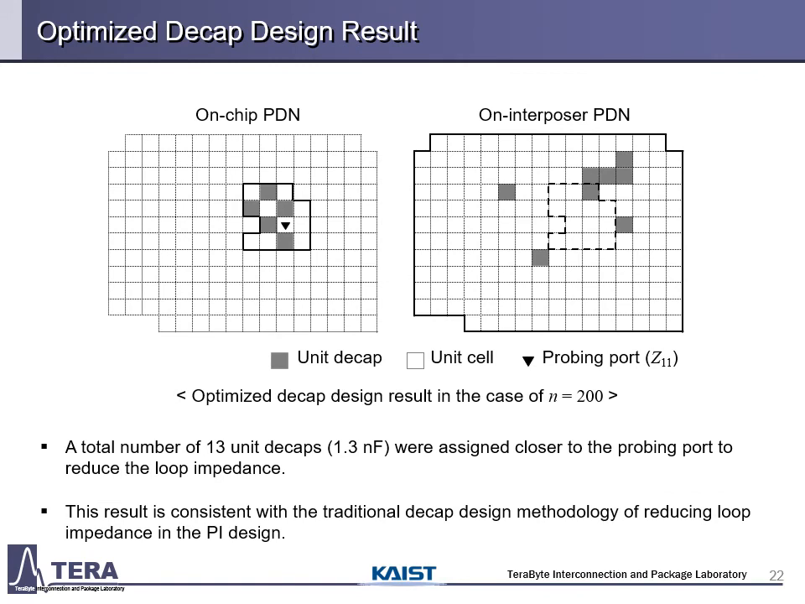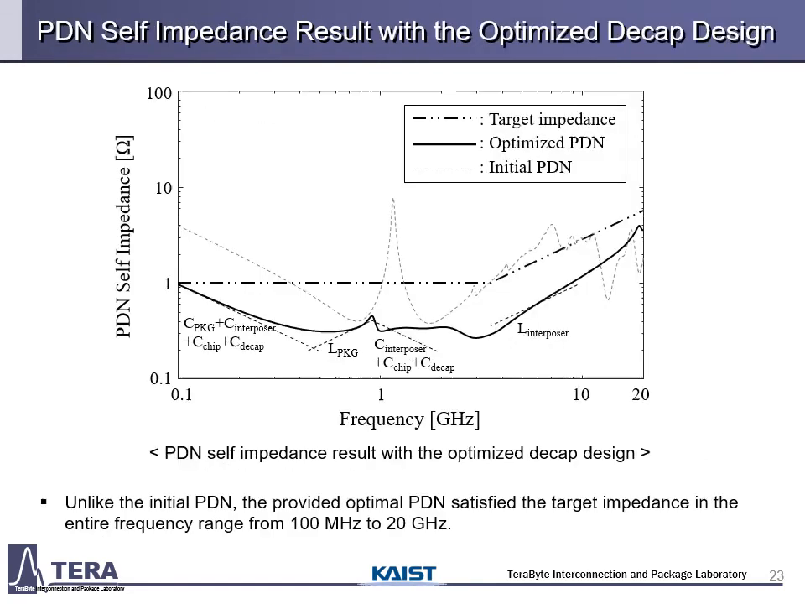This is the optimized decap design result in the case of n equal to 100. A total number of 13 unit decaps of 1.3 nanofarad were assigned closer to the probing port to reduce the loop impedance. The interesting thing is that the result is consistent with the traditional decap design methodology of reducing loop impedance in the PI design. And this is the corresponding PDN self-impedance result with the optimized decap design. Unlike the initial PDN, the proposed optimal PDN satisfies the target impedance in the entire frequency range.